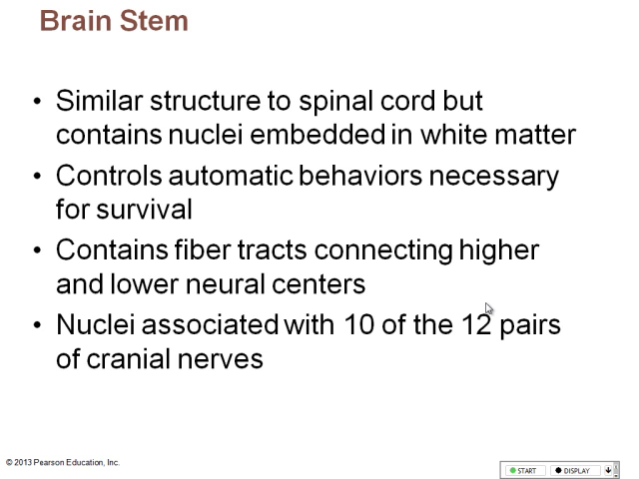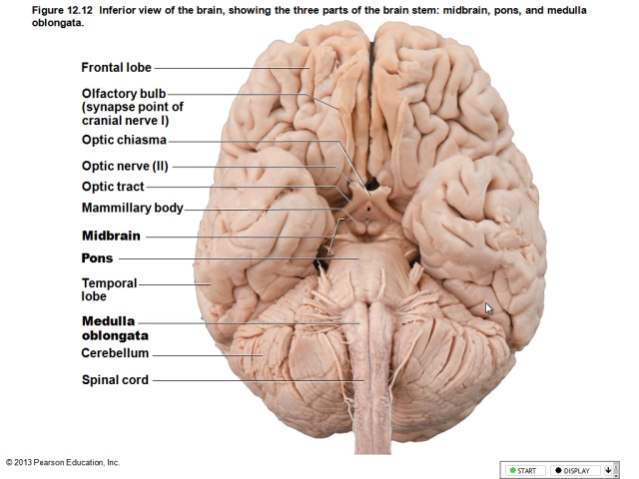There's 12 pairs of cranial nerves. You're going to need to know them all. You need to know them by name. You need to know them by number. And you need to know a basic function for each. That's coming. Don't panic. But just a heads up. So, we have connections there for some of those cranial nerves down in the brainstem region.